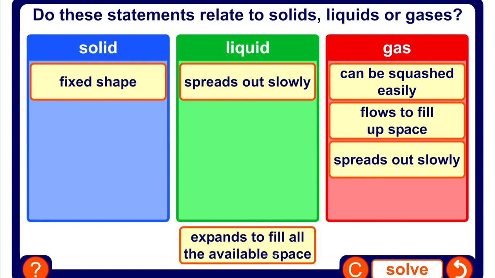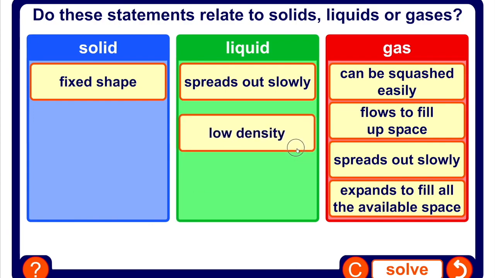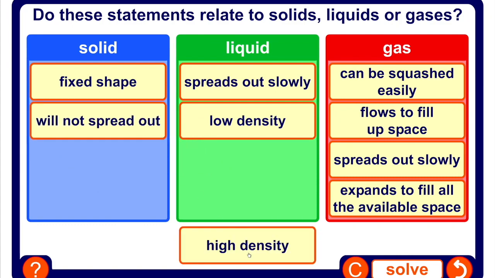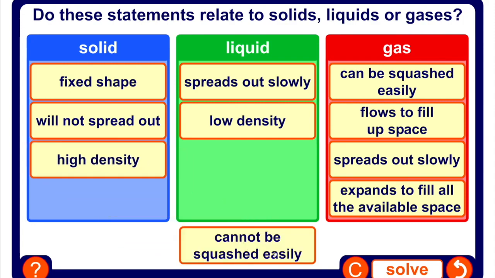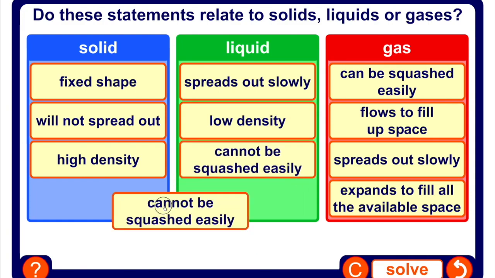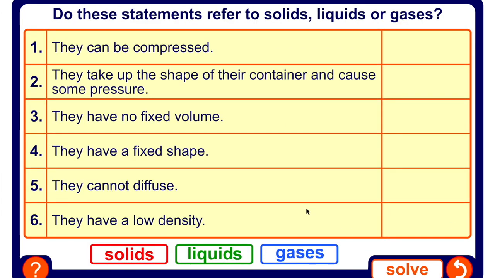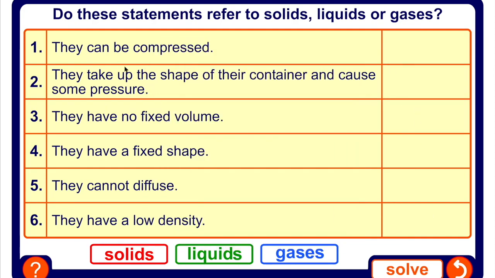And expands to fill up all available space. This is for gases. If you've been choosing low density, that's liquids. Will not spread out at all, that's solids. The one that has the highest density, again it's solids. Cannot be compressed, that's liquids and solids. So I have more of these here, so you could pause the screen and try to choose whether it's solid, liquid, or gas for each one of those properties.